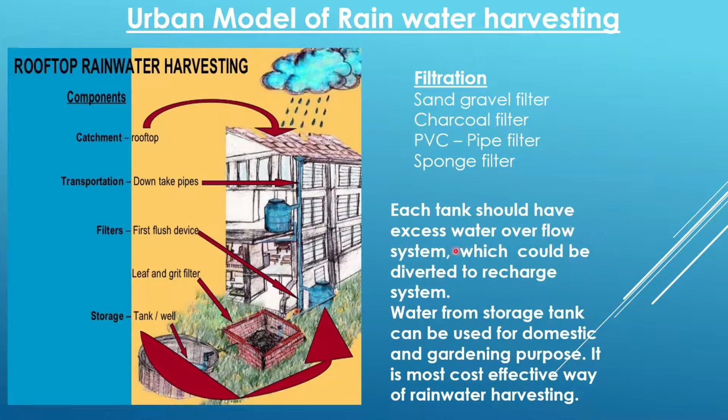Each tank should have an excess water overflow system. When it is getting overflowed, it should not flood the roads and all, and could be diverted to a recharge system, another recharge system. Then water from the storage tank can be used for domestic and gardening purposes. It is the most cost effective way of rainwater harvesting in urban areas.